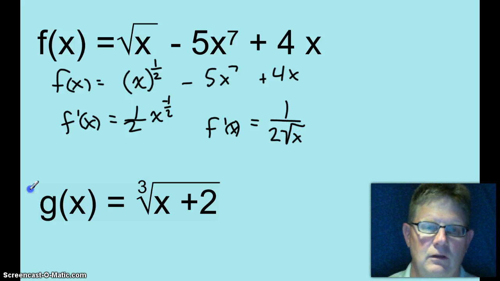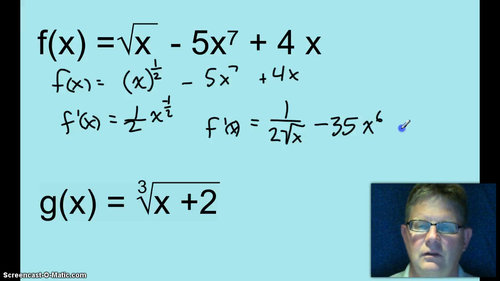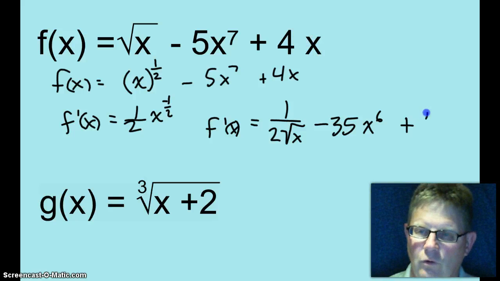Alright, now let's deal with the rest of it here. Move this 7 down front, minus 35, subtract 1 from 7, x to the 6th, plus, okay, that's just a linear function part right there, plus 4.